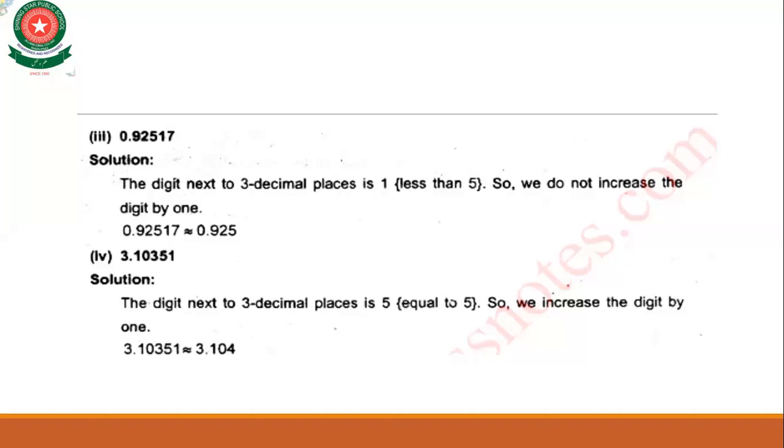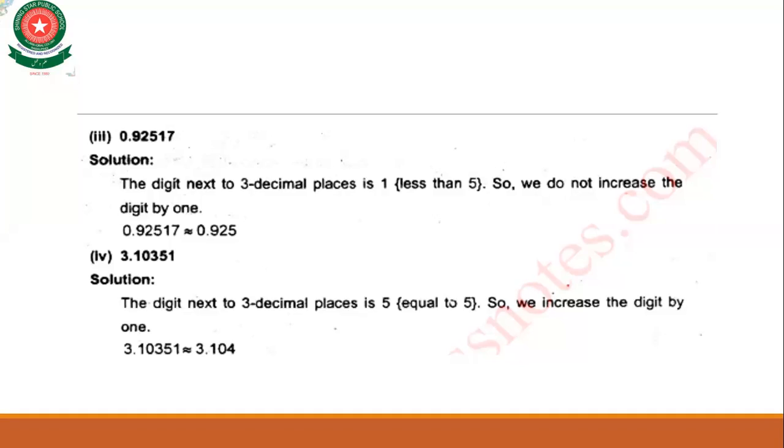Now the part number 4, 3.10351. Here the digit next to 3 decimal places is 5, which is equal to 5. So we increase the digit by 1.